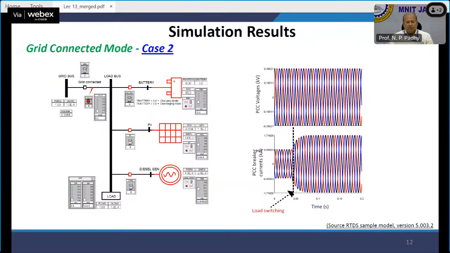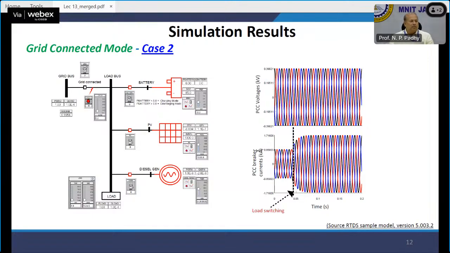Now moving to case 2, you see there is a load switching. Could you see the PCC breaker current? It started, and suddenly the load increased, and the breaker current almost doubled. The PCC voltage you could see here. Is it fine? You could see there is a battery, a PV, a diesel, a grid, and a load bus. So this is how we model in real-time simulations.